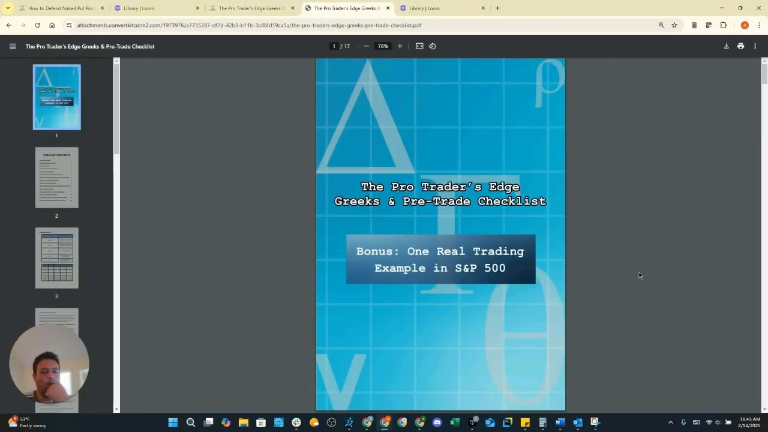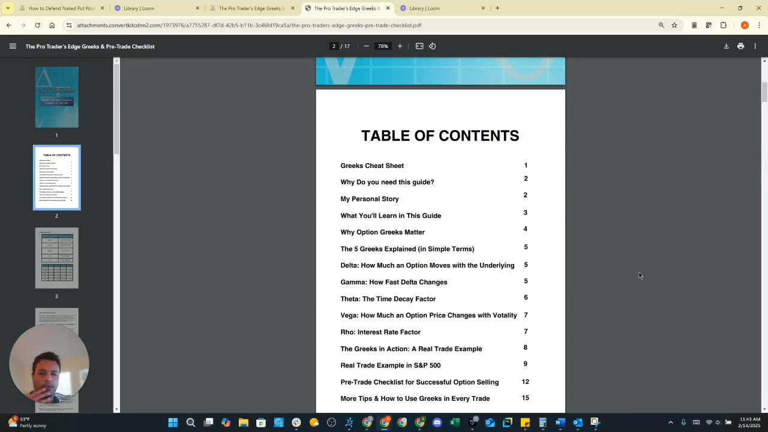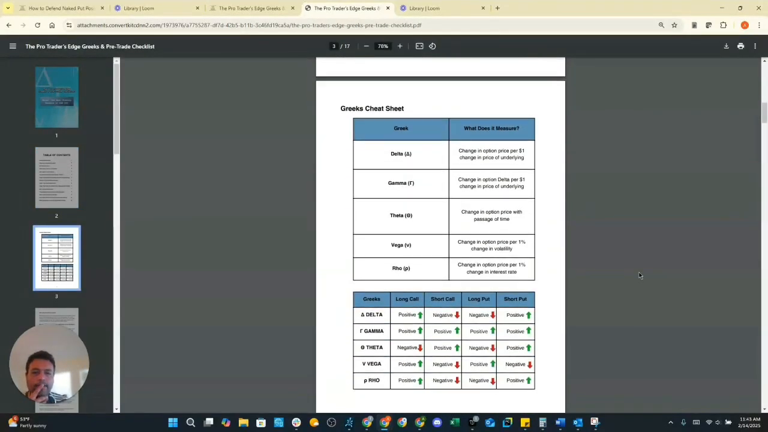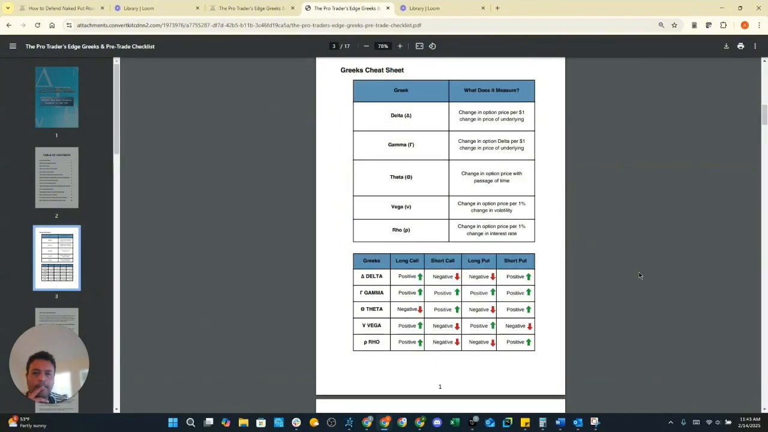But okay, let's go through this. Table of contents, you can go through it in your own time. I don't need to go through every single thing here, but let's try and cover the main points. So delta, what is it? Price change in option price per $1 change in price of the underlying. Meaning if the underlying goes up $1, the delta will move up $1 for a long call.